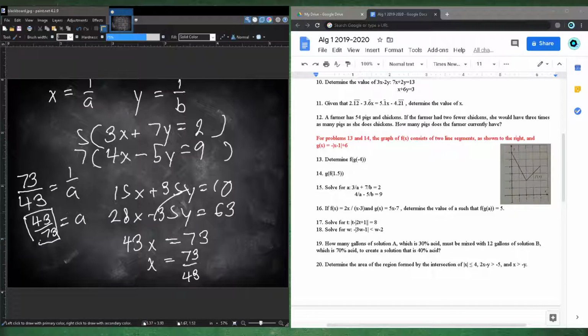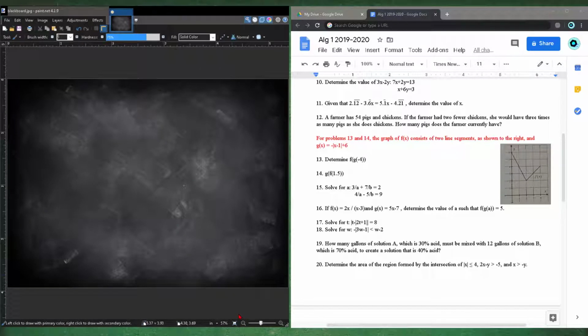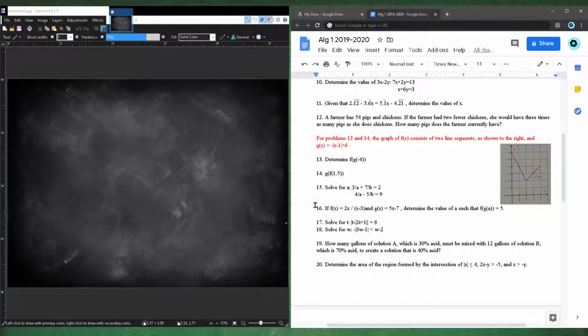So instead of finding really weird numbers like 3 over a plus 7 over b, we just do the math like this and just get 43 over 73, which is a lot faster and easier to look at.